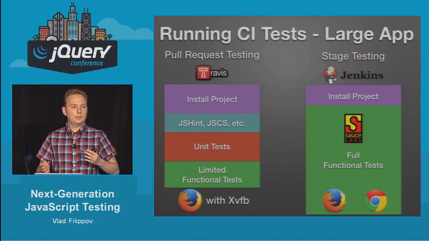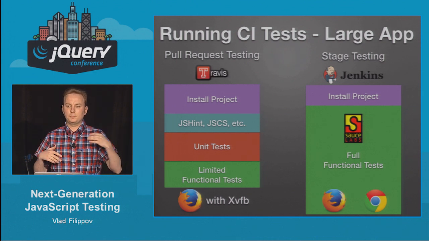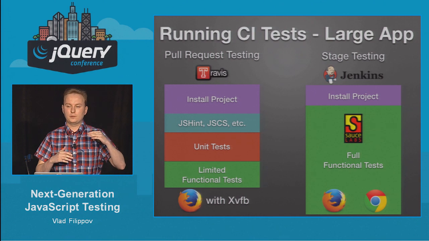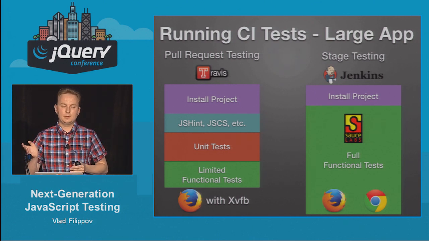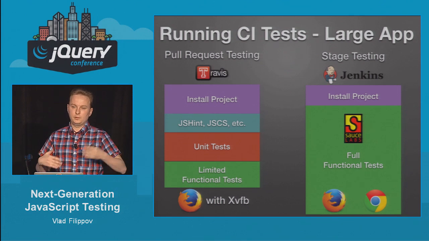That lets us keep our pull requests, which have new features, bug fixes, and so on, to a build time of under around 10 minutes. So it's like 7 to 10 minutes. It will run these tests, and then we merge a new feature or a bug fix.